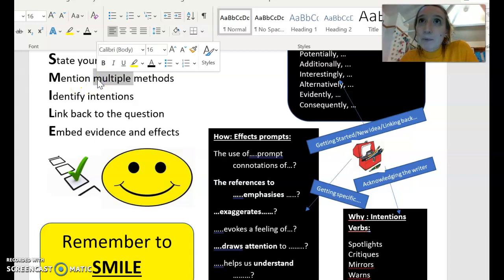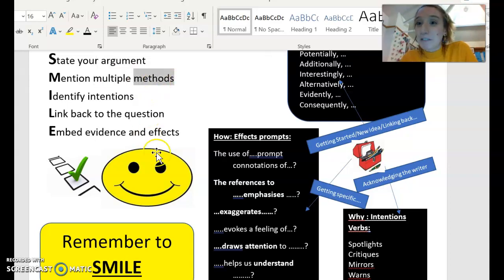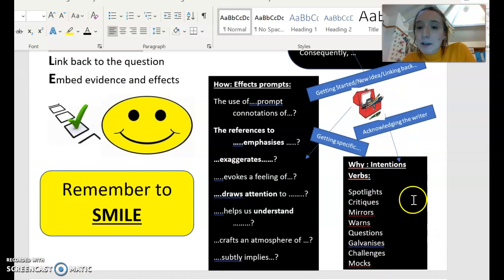Some people used things like words and phrases in your responses last week, and it's really, really important to try and be as specific with subject terminology as possible: adjective, verb, noun, adverb, declarative, metaphorical language, personification, symbolism, whatever you want to use, but make sure you're mentioning them by name. I is for identify intentions, that's these little verbs here. It's very, very important to choose and select from those.